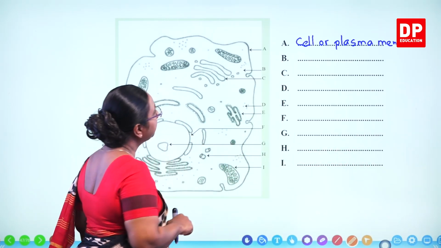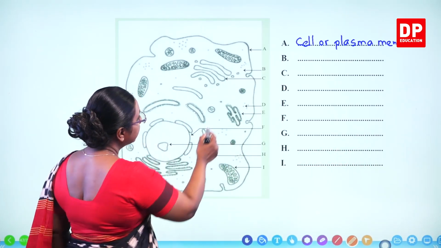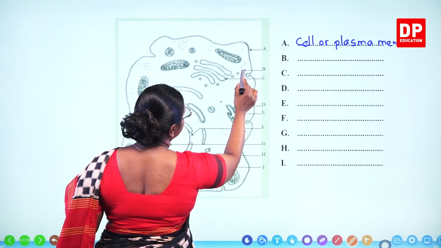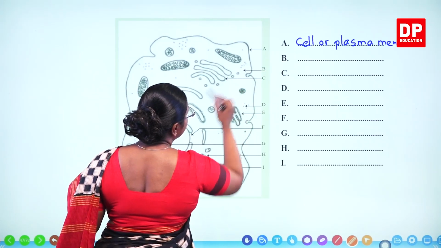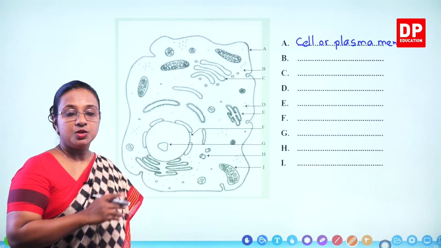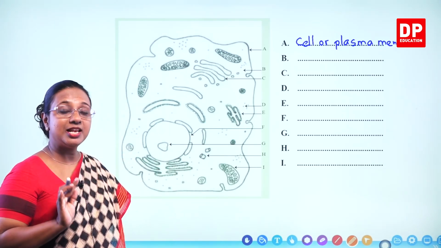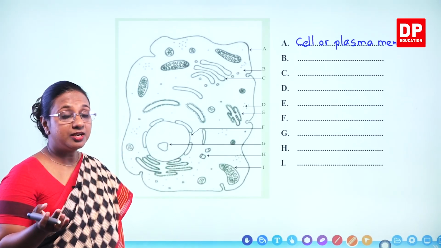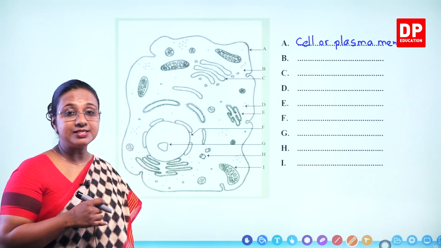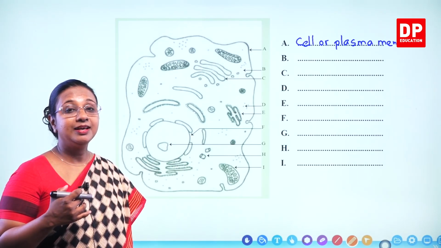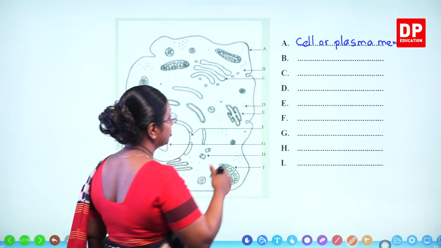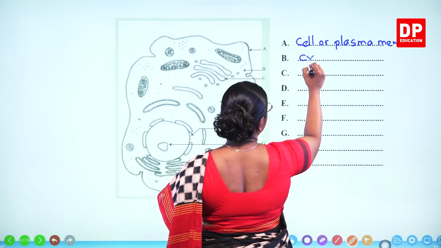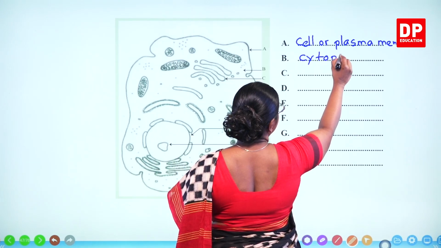Then we have B. Again here you can see this is B. It points to the space there. So the space, that is the gelatinous structure that contains all the organelles. What is that? It is the cytoplasm. So B is the cytoplasm.